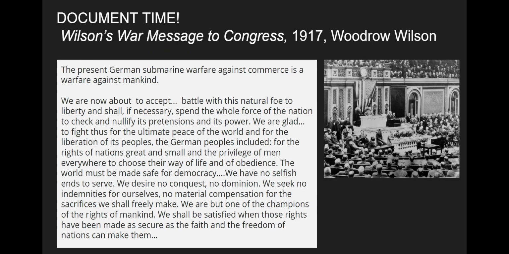The present German submarine warfare against commerce is a warfare against mankind. We are now about to accept battle with this natural foe to liberty, Germany, and shall, if necessary, spend the whole force of the nation to check and nullify its pretensions and its power. We are glad to fight thus for the ultimate peace of the world and for the liberation of its peoples, the German peoples included, for the rights of nations great and small, and the privilege of men everywhere to choose their way of life and of obedience. The world must be made safe for democracy.